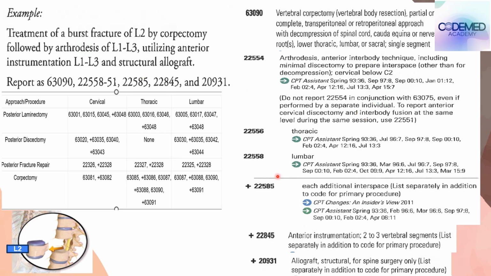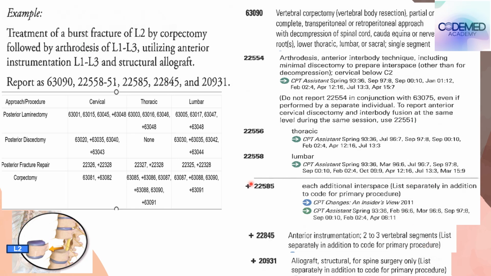So I will use the code 22558, but it covers only a single interspace. Now 22585 is each additional interspace. I will require that code also. And 22845, it talks about the instrumentation. But for the instrumentation, they use the word segment.